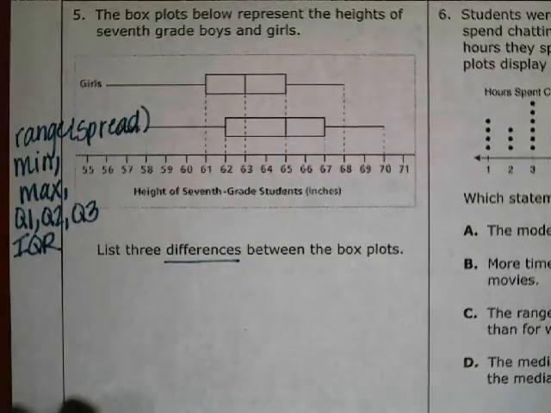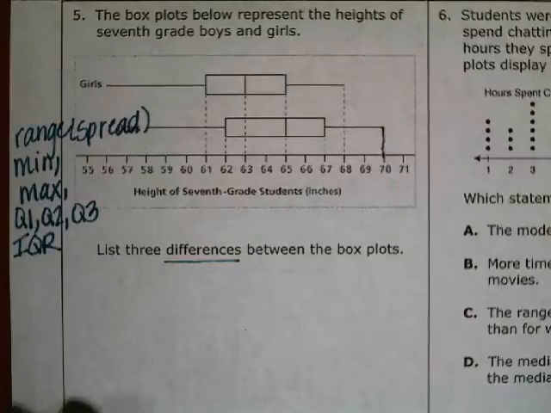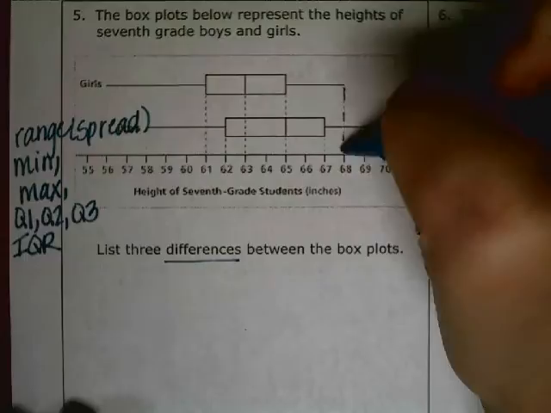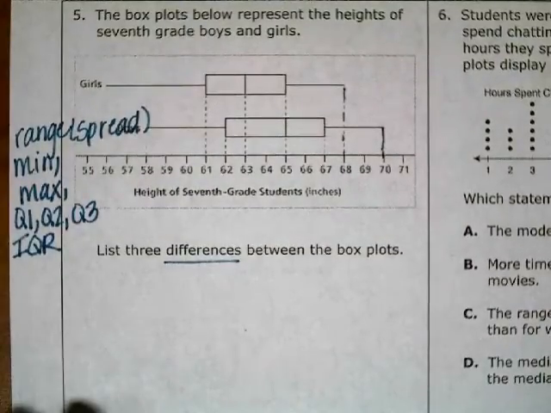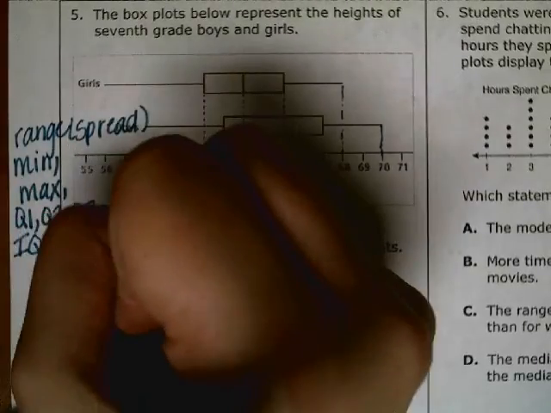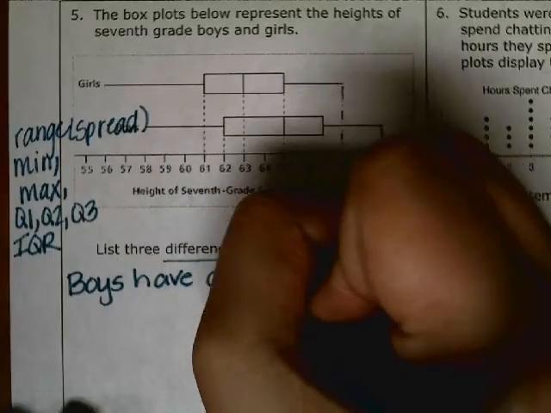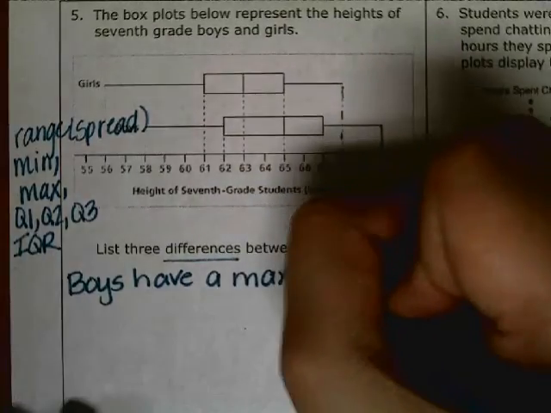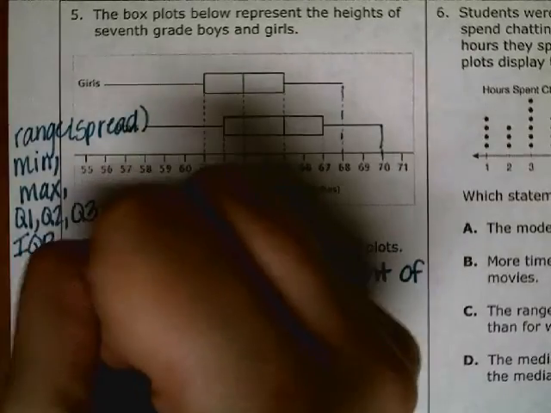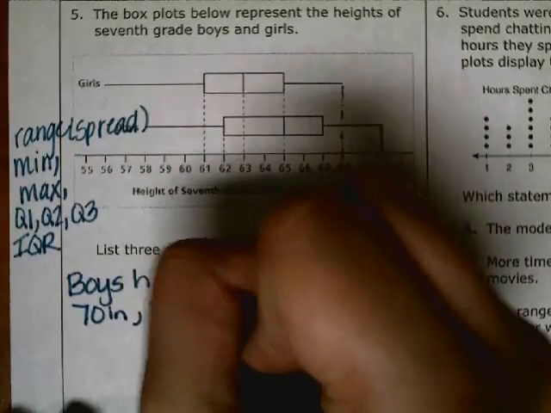So the maximum for the boys is 70 inches. And the maximum for girls is 68 inches. So that is a difference. Boys have a max height of 70 inches, 2 inches more than girls.